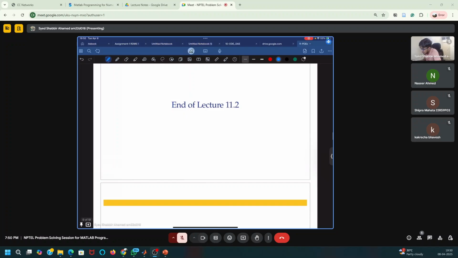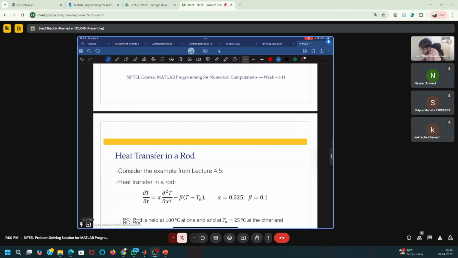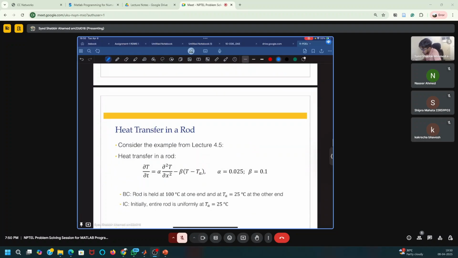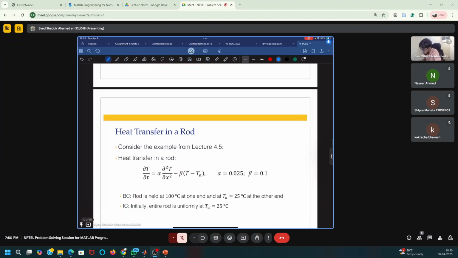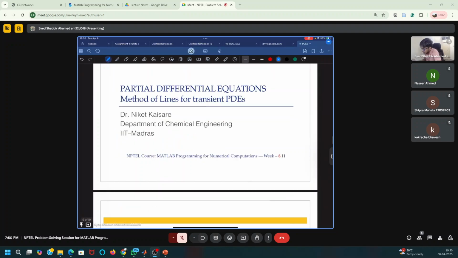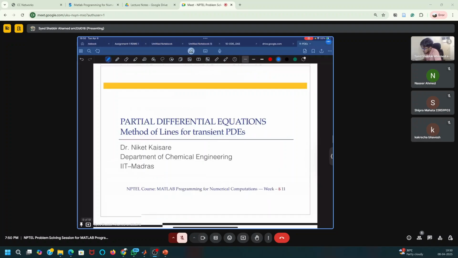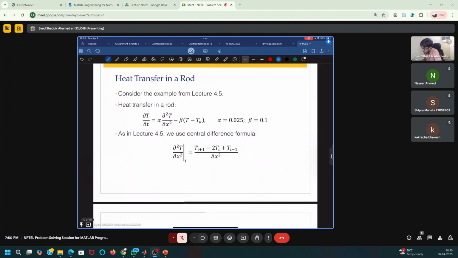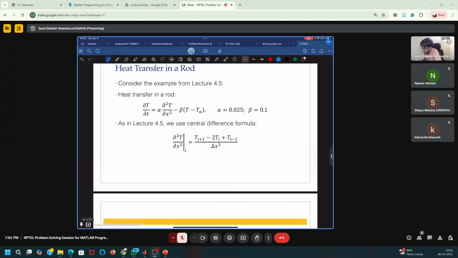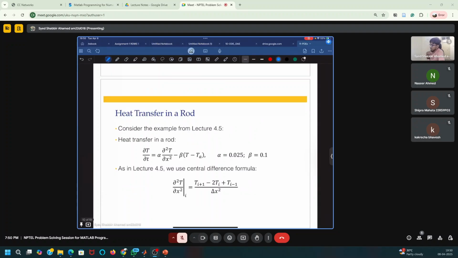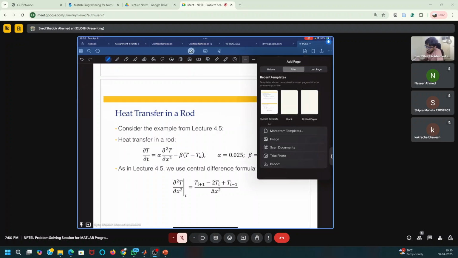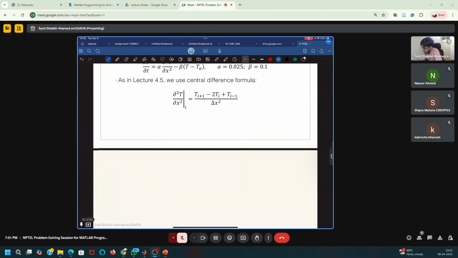We will use a method of lines to solve this problem. We will see how we can use it. Let's look at it. What we will do is we have a rod like this.